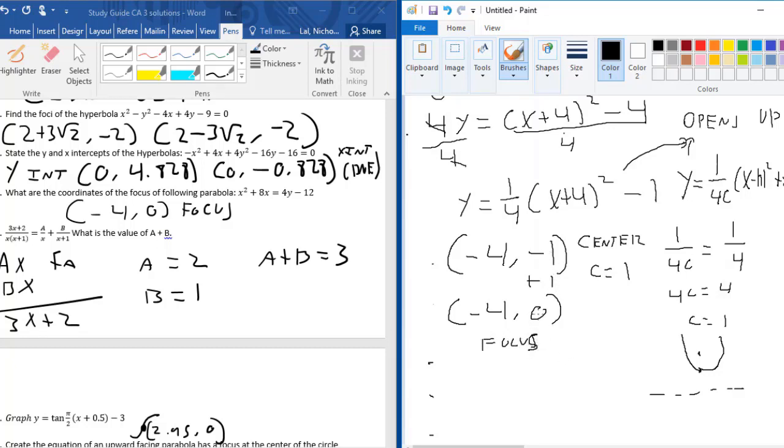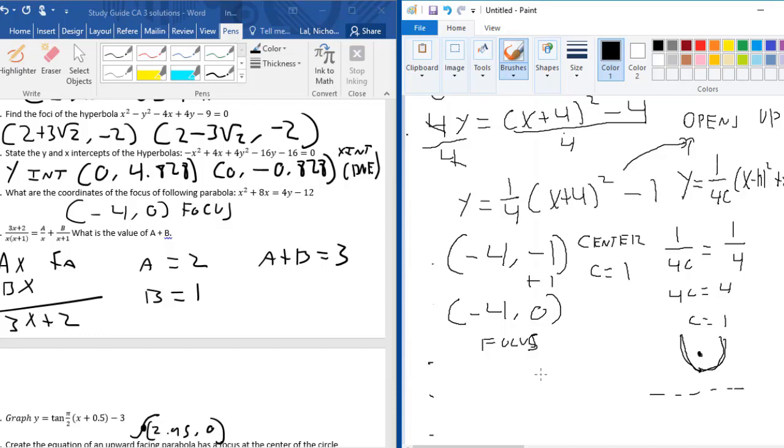We add 1 to the y coordinate of the center, because let's think about it. If this parabola opens up, the focus is directly above the vertex. So if it opens down, we would subtract from the y value. If it opened right, we'd add c to the x value. If it opened left, we'd subtract c from the x value of the center.